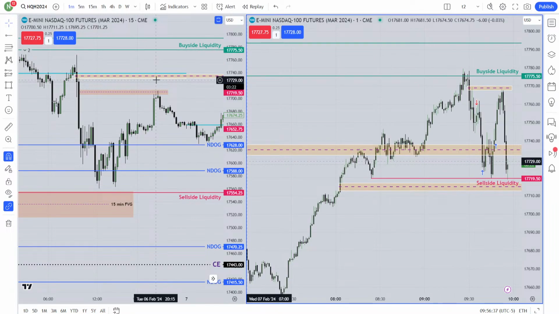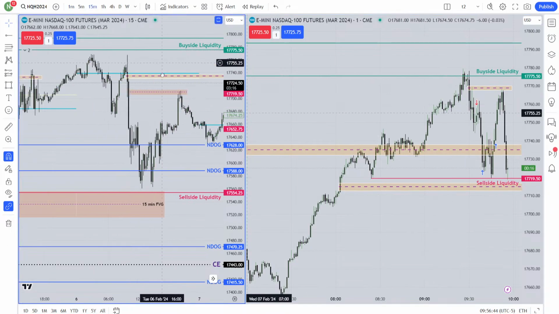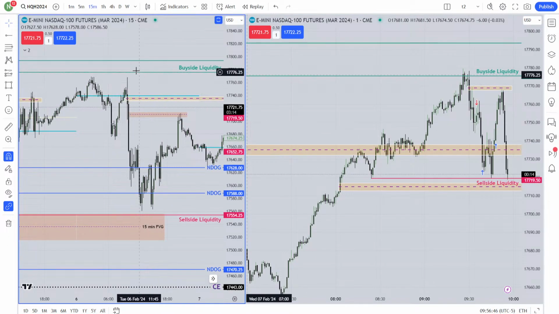Okay, when the last fair value gap is broken, you have a very nice buy side liquidity. There is no other fair value gap above that fair value gap before that buy side liquidity.